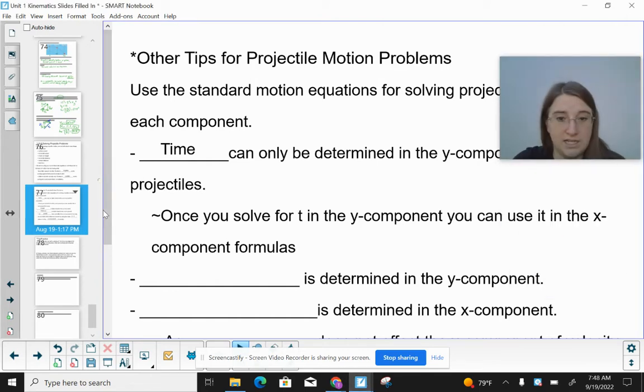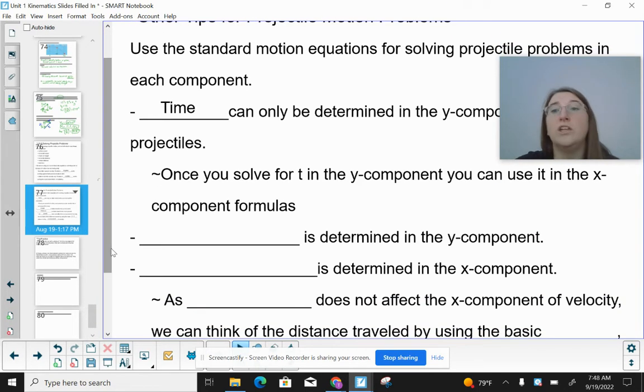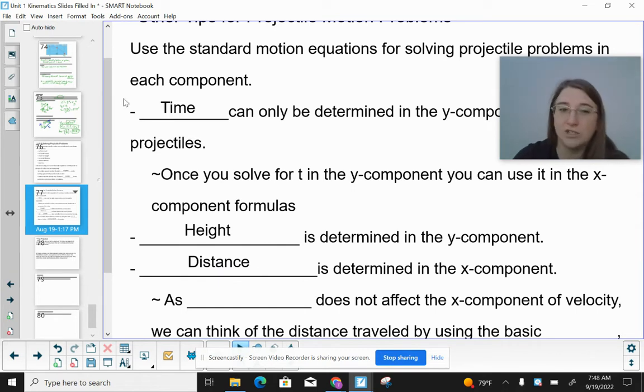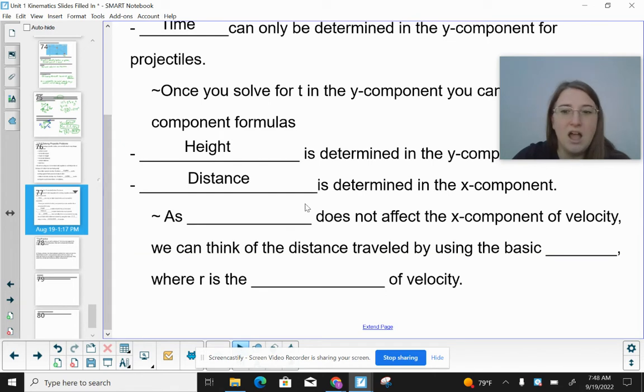Sometimes you need to solve for t in the y component, and then we can use it in the x direction. For example, if I want to find the height, how far I'm dropping or something like that, that is still a y component thing, but distance is determined in the x direction. I might need to find the time in the y and then use it in the x direction, which gets confusing, as you can imagine. This is because gravity does not affect the x component of velocity.